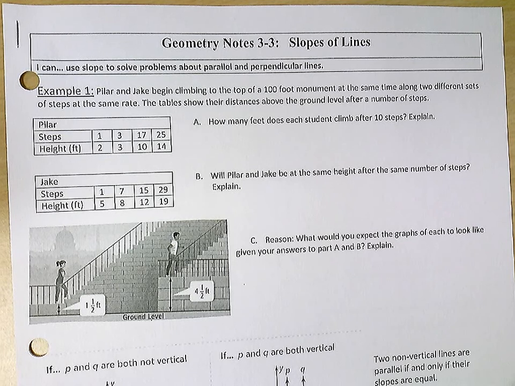Hey, you should be answering A, B, and C to the best of your ability. The height would be the rise, and then the run would be the steps. Right?